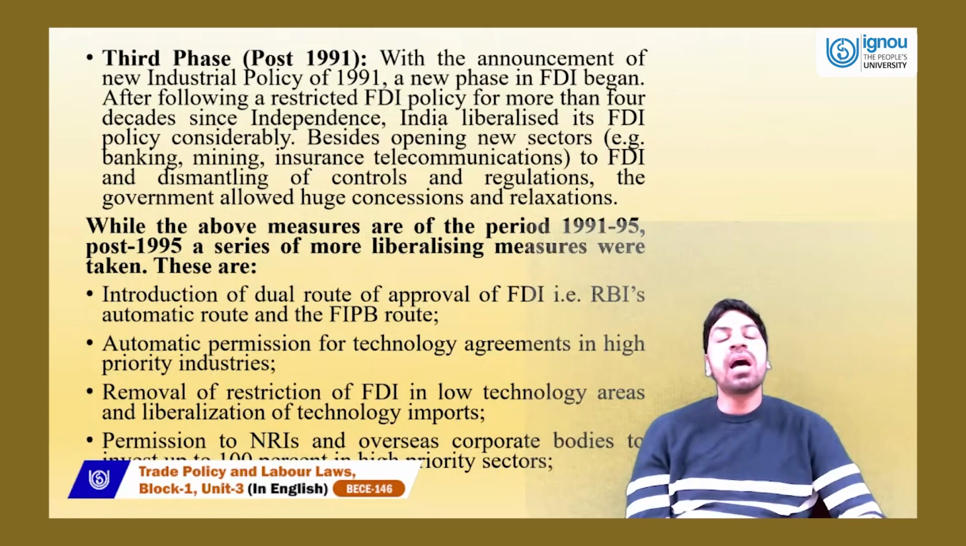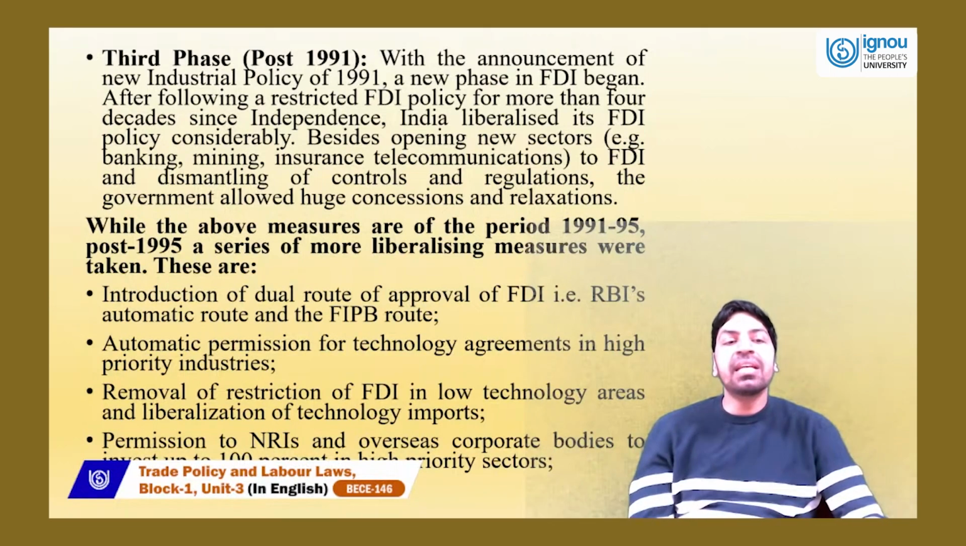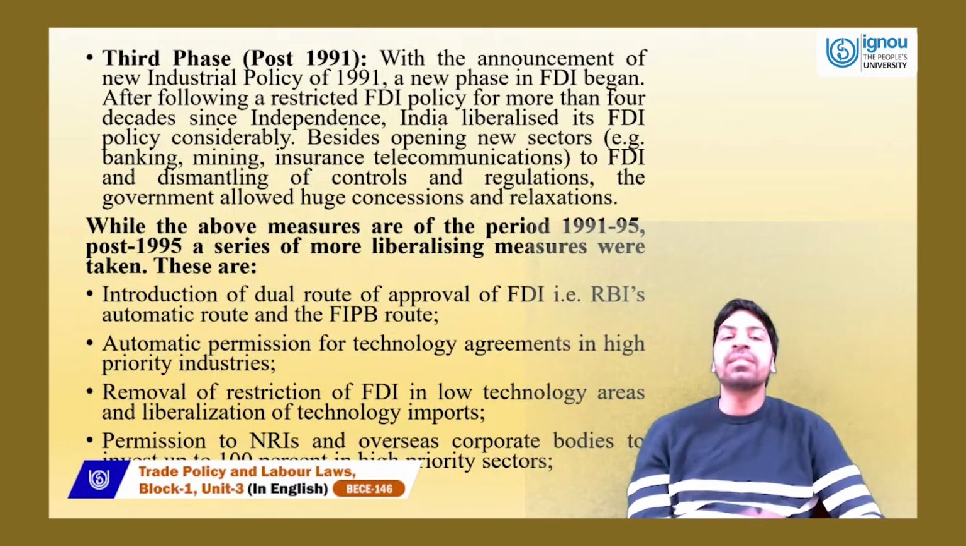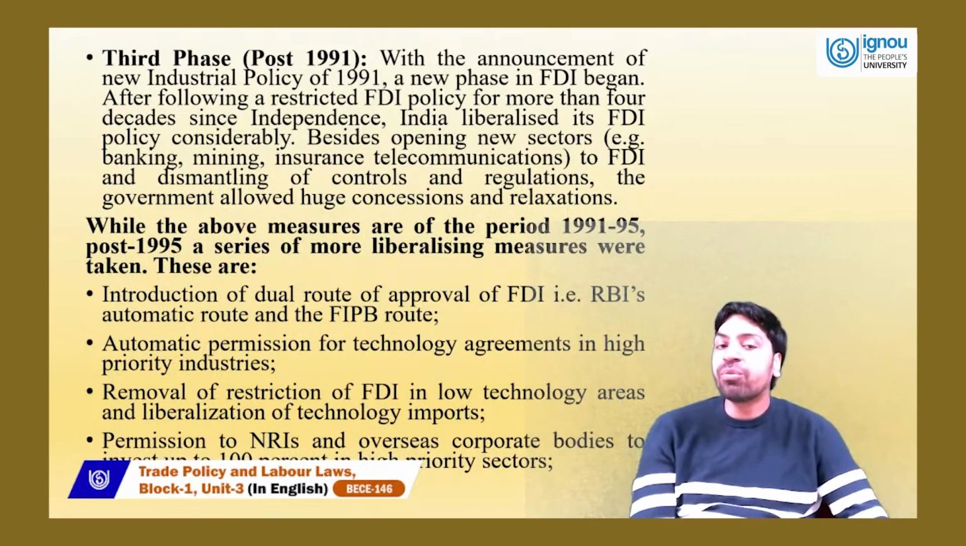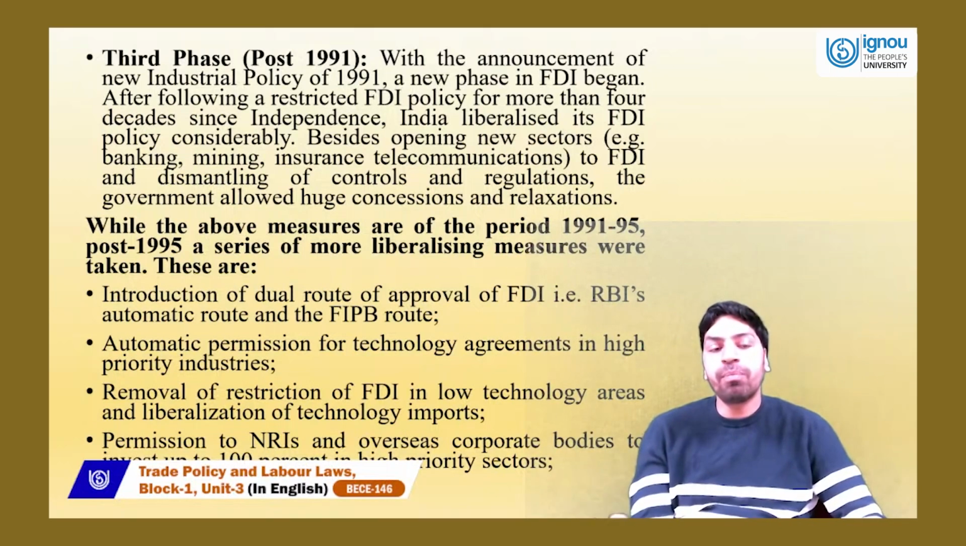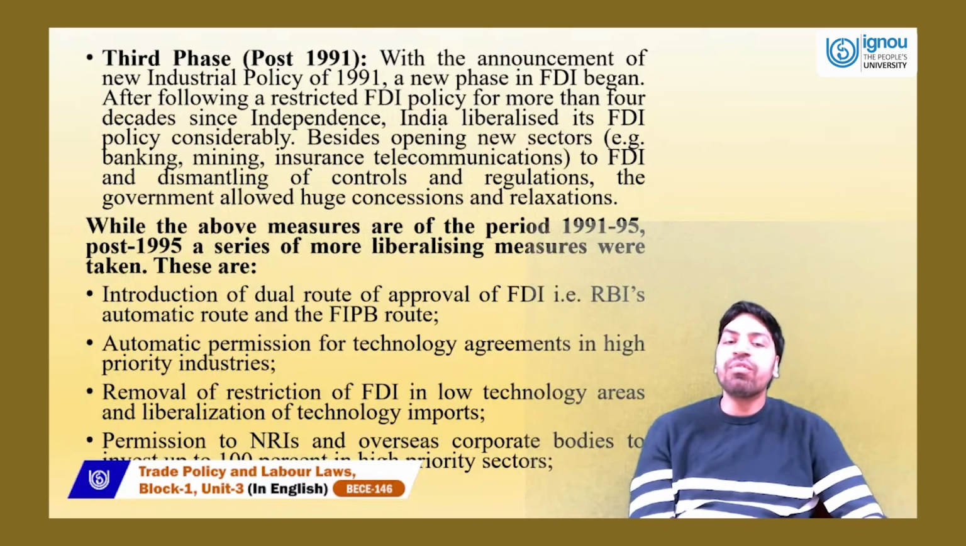In the period of 1991 to 1995 and post 1995, the liberalizing measures taken are as follows. The first one is the introduction of a dual route of approval of FDI, that is, the RBI, Reserve Bank of India, automatic route has been opened, and the Foreign Investment Promotion Board route has also been opened. Next is automatic permission for technology agreements in high priority industries as well, removing the restriction of FDI in low technology areas and liberalizing technology imports.